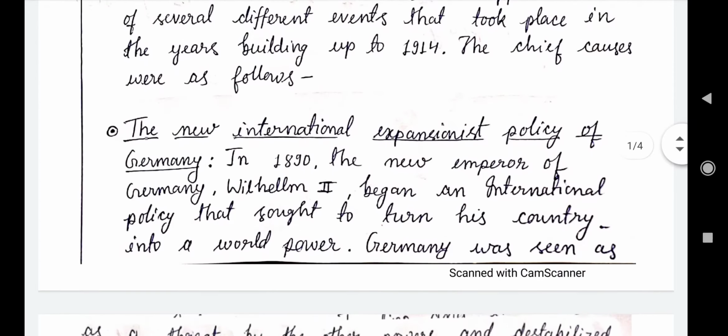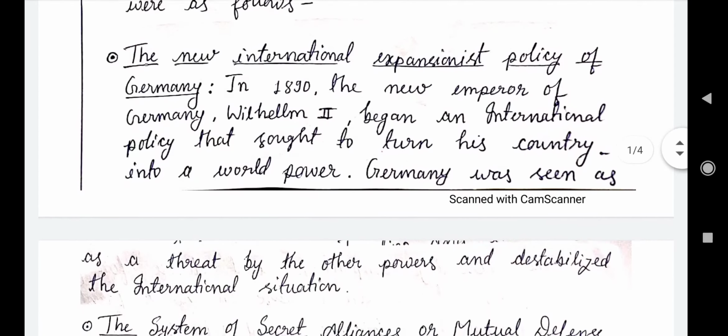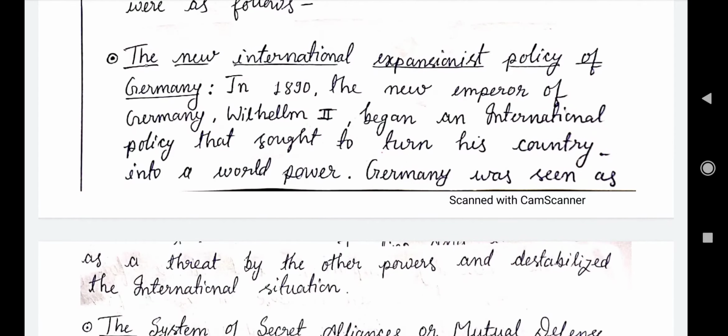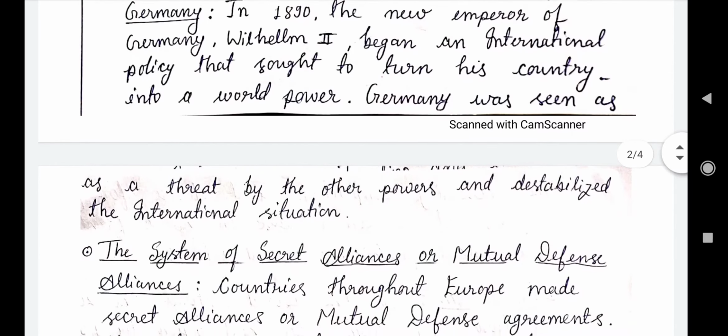The first one is the new international expansionist policy of Germany. In 1890, the new Emperor of Germany, Wilhelm II, began an international policy that sought to turn his country into a world power. Germany was seen as a threat by the other powers and destabilized the international situation.